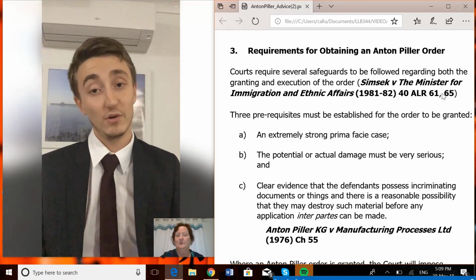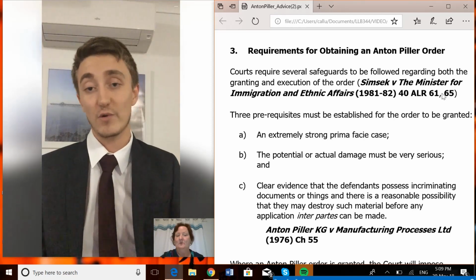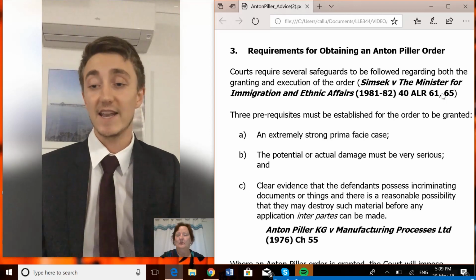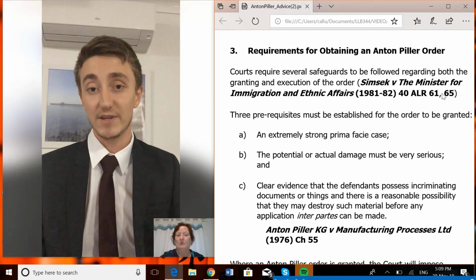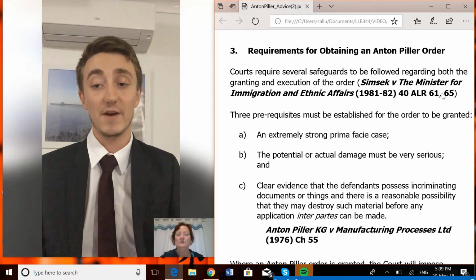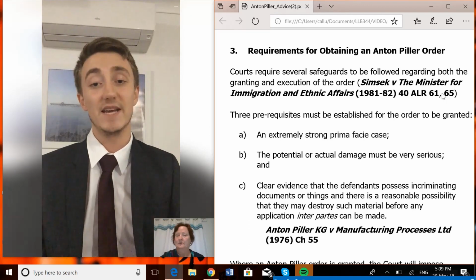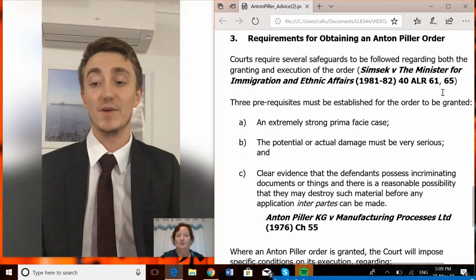For example, Lord Justice Ormrod in the Anton Piller case actually established that before a court will grant an order, three prerequisites need to be established. The first is that the case for infringement must be extremely strong. The second is that the potential or actual damage suffered is very serious. And thirdly, there has to be evidence that the defendant does have in their possession relevant documents to the matter, and that there's a possibility that they might destroy them.